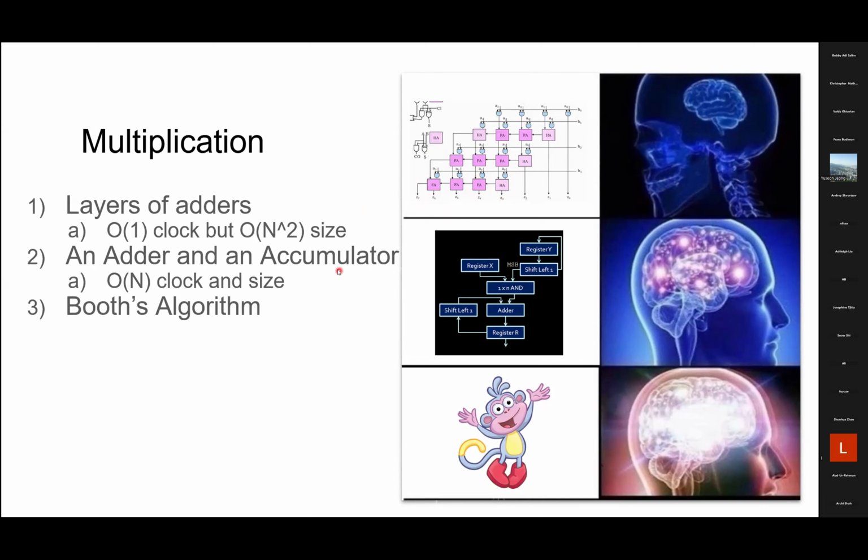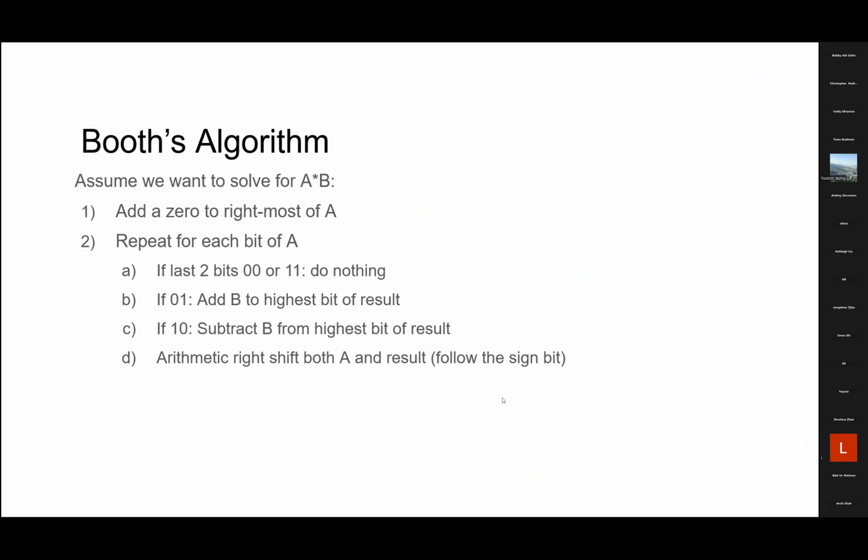So we want to make something better, right? The second method is similar to the first one, but instead of adding everything at once, we have an accumulator which adds step by step. You add one, then you store that value, then you add another one, and you store that value. This one is O of n in both clock and size complexity. However, there's another method that is even more effective than the second one, which is called Booth's algorithm.